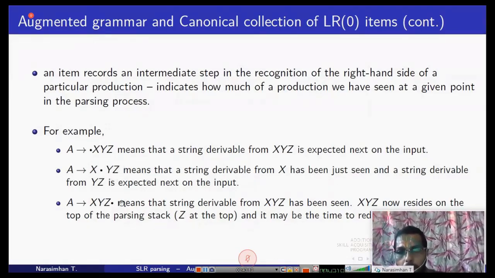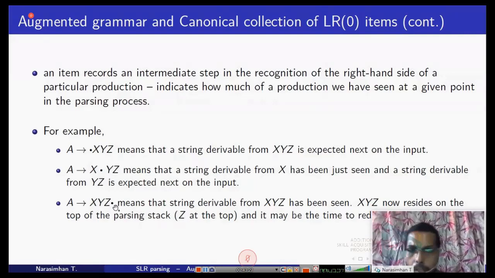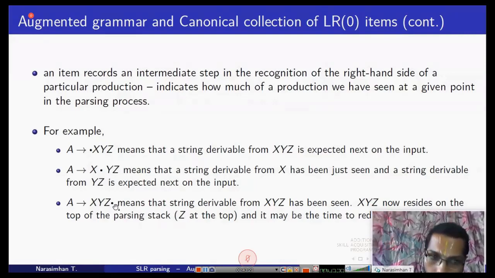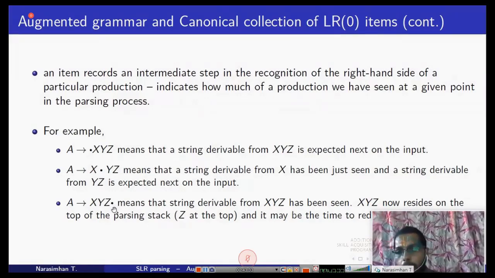Similarly, when the dot is at the right-hand side, it is time for reducing, because I told you when you reach the rightmost end of the right-hand side of the production, it is time for reduction. So when the dot is at the right end, it means you have reached the rightmost position of the right-hand side of a production. That means you can go for the reduction operation.